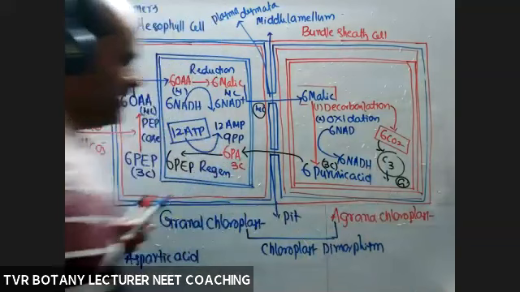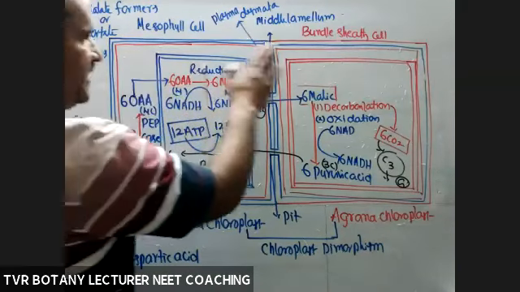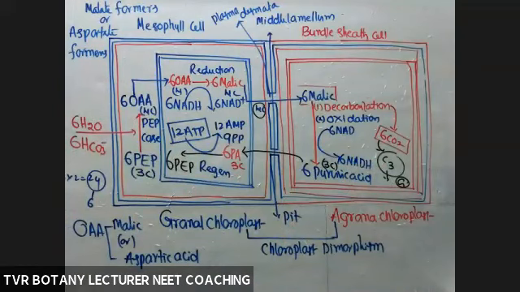Next, in the C3 cycle, 12 molecules of NADPH and 18 molecules of ATP are consumed. So here, the C4 cycle is operated in both mesophyll cell and bundle sheath cell. But what about the C3 cycle? Restricted to bundle sheath only, right? So that's about the C4 pathway.